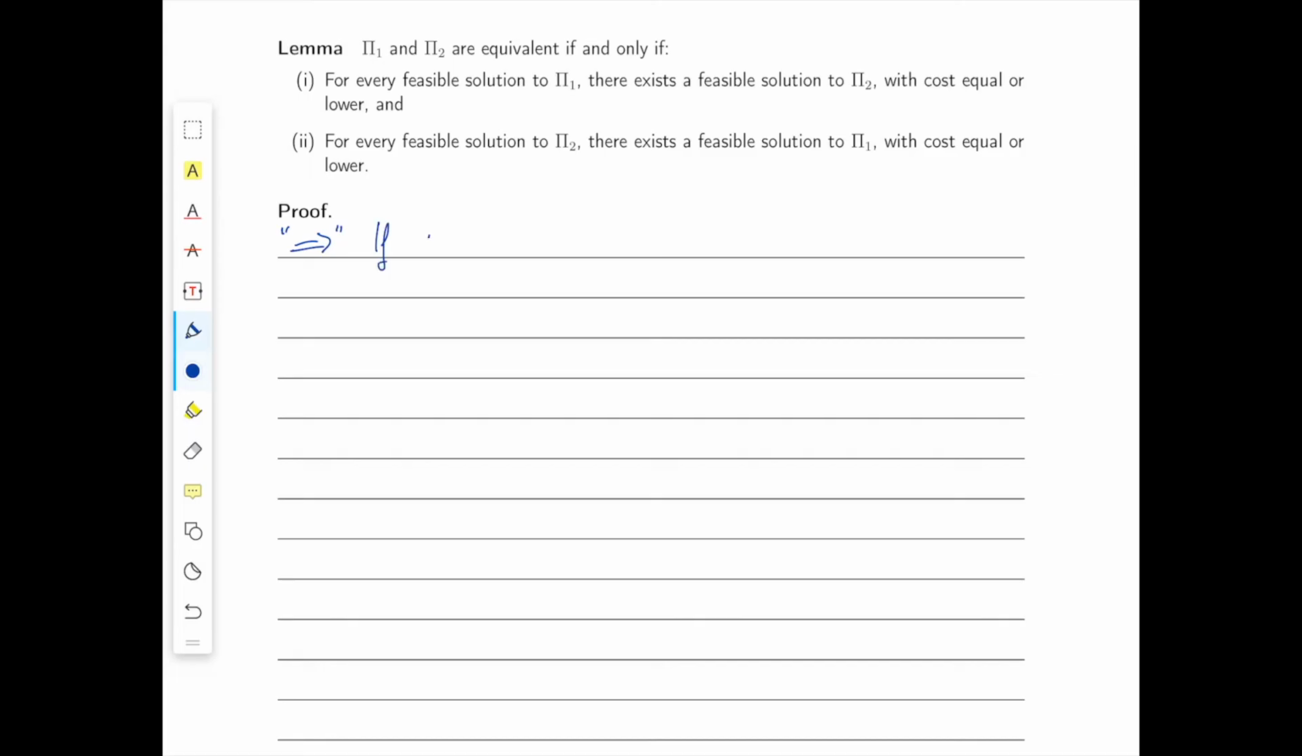So if pi1 and pi2 are both infeasible, there is nothing to prove.